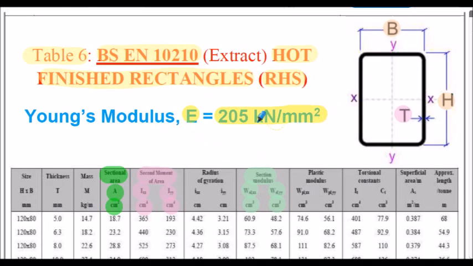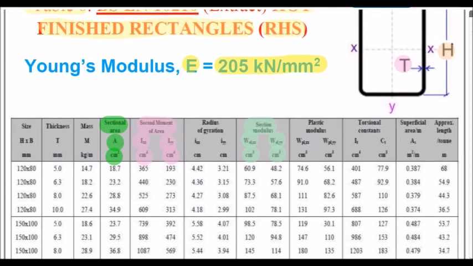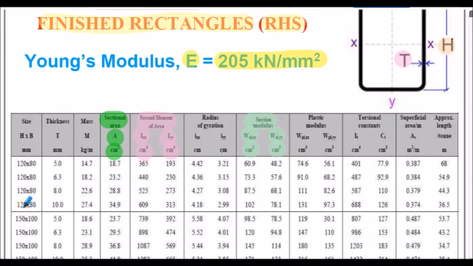Here's the extract from table 6 of our notes, the British Standard related to rectangular hollow sections. And for a 120 by 80 by 10 section, shown here in our table, we again can read off the appropriate properties. The area is 34.9 centimeters squared. The second moment of area about the x-axis is 609 centimeters to the 4, and about the y-axis it's 313 centimeters to the 4.